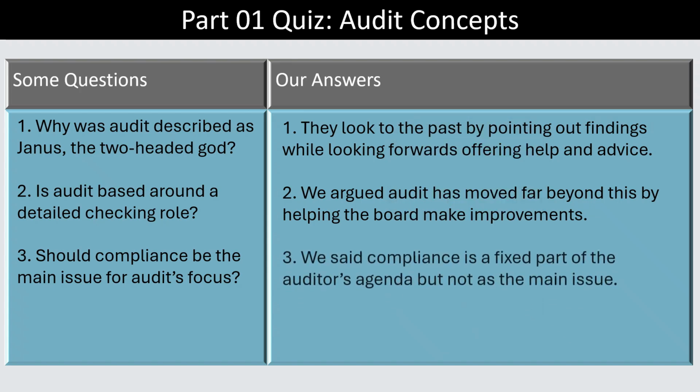We said that compliance is a fixed part of the auditor's agenda, not as the main issue, but as an important consideration that may undermine the integrity of the risk management and control procedures. If controls aren't being properly observed, management may incorrectly think that everything's working well. Poor compliance can arise from the culture in place, driven by the way more senior people behave.